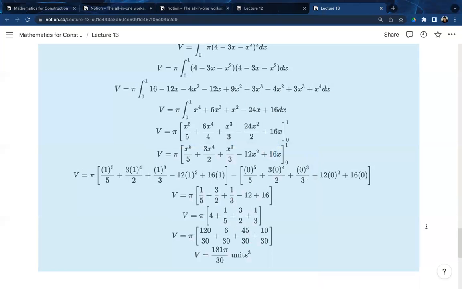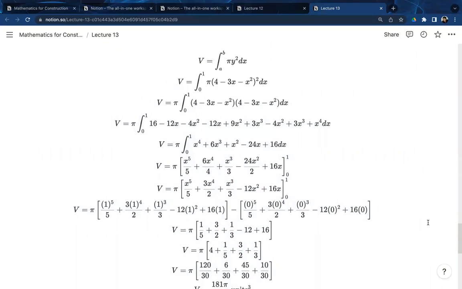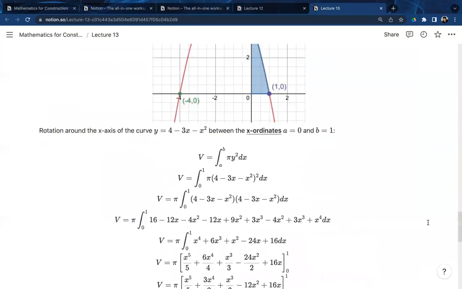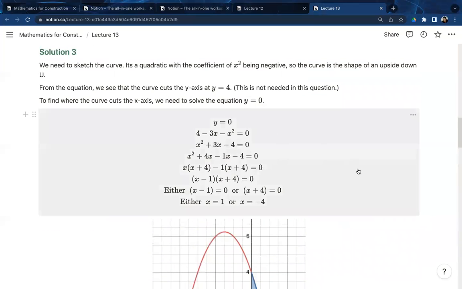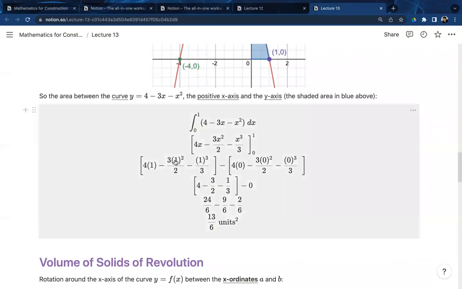So it's 181 pi over 30 units cubed. Now, if you realize this here, where's the complicated algebra in this question? It's really figuring out the roots here, solving this equation equals 0. After here, when you apply the rules of integration to move from the first line to the second line, all the lines after that is just substitution.